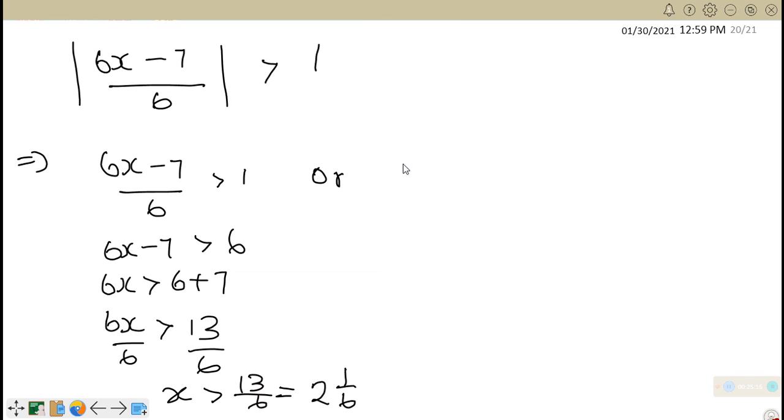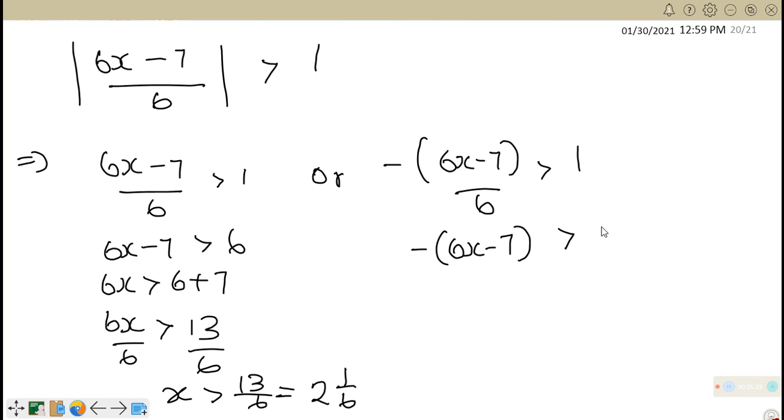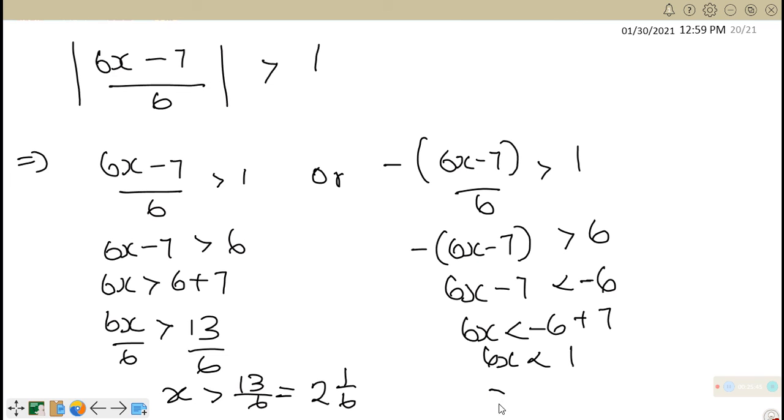Or minus of 6x minus 7 over 6 greater than 1, which would imply minus of 6x minus 7 greater than 6. That is 6x minus 7 less than minus 6. So 6x is less than minus 6 plus 7, which is 6x less than 1, and that is x less than 1 over 6. So we have the two solutions, and the graph can be given as this.